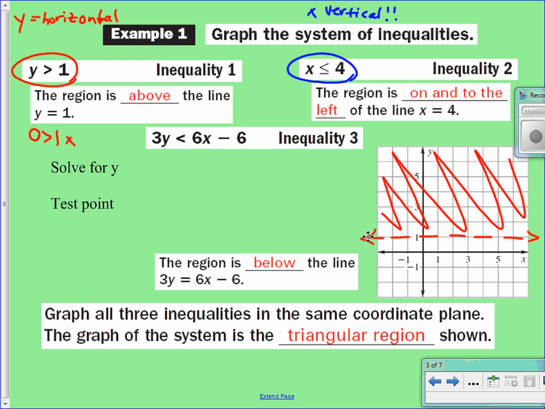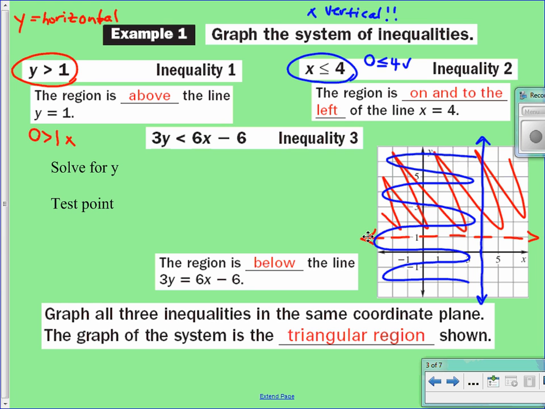And then I go on to inequality number 2. X is less than or equal to 4. That is a vertical line at 4, and it's solid. I do this all on the exact same graph. And I need it to be less than 4. Is 0 less than 4? Yes, it is. So we actually want to shade this way. Now, do you notice that I have some overlapping shading right now?